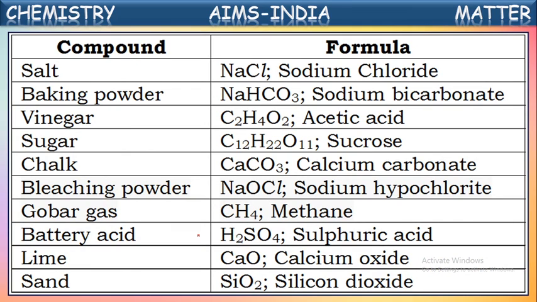See here, some compounds which we use regularly and their formulae are mentioned here, with the common names. Salt, which we use at home, is actually sodium chloride, NaCl. Baking powder is called sodium bicarbonate. Next, vinegar is acetic acid. Sugar is sucrose. So in this way, these are mostly used at our homes. Regularly we will be hearing about these chemical substances, so their formulae are given here. Compounds and their formulae.